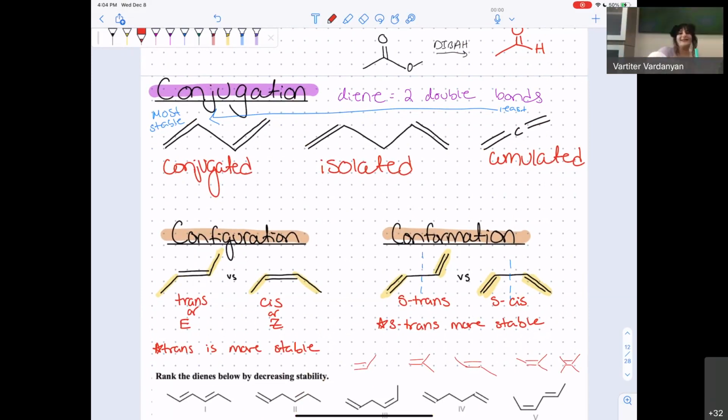So chapter 13 is all about conjugation. Conjugation is basically when you have one double bond, one single bond, one double bond, so it's 2 double bonds separated by a single bond in the middle. Isolated means 2 double bonds with more than one single bond in the middle, and cumulated means 2 double bonds on the same carbon. The most stable is conjugated, and then we have isolated, and then cumulated is garbage.